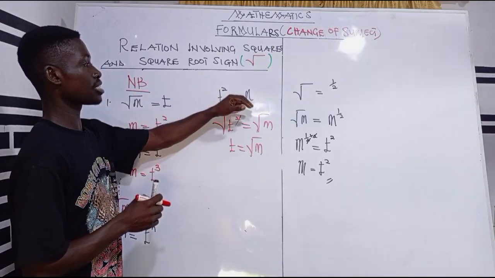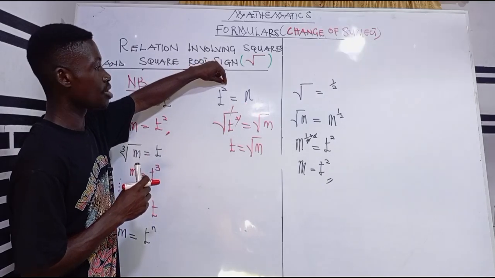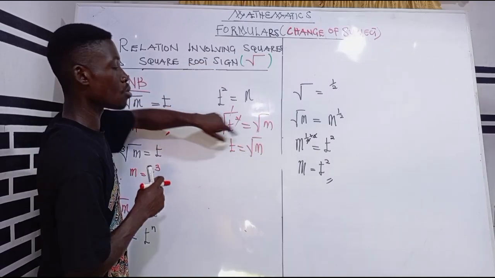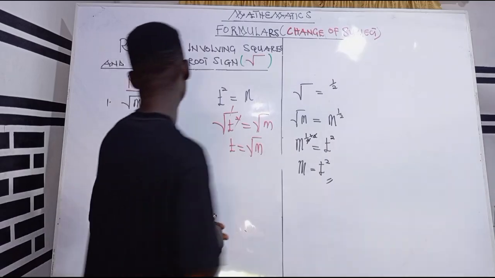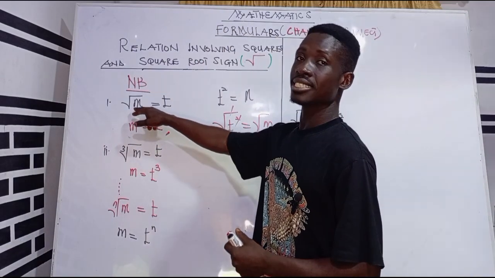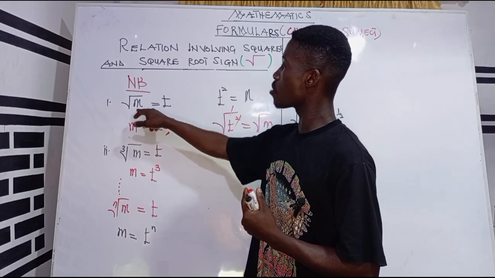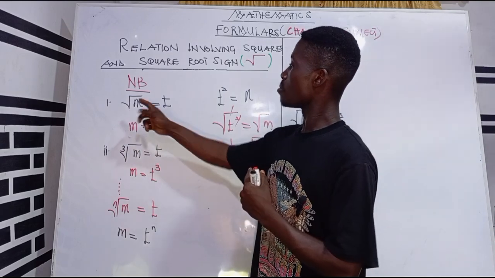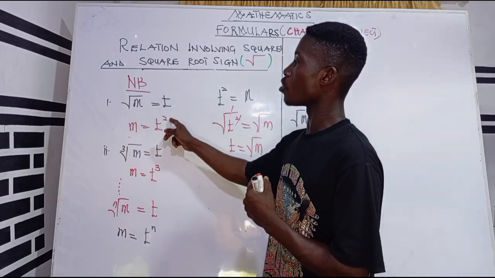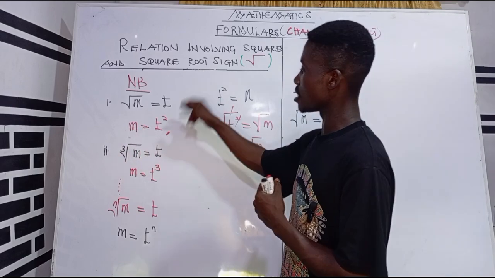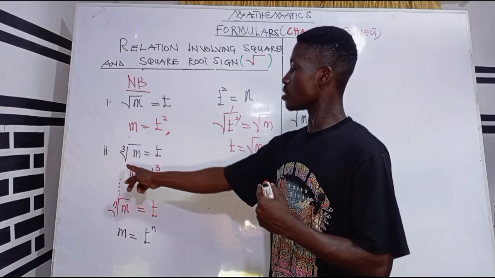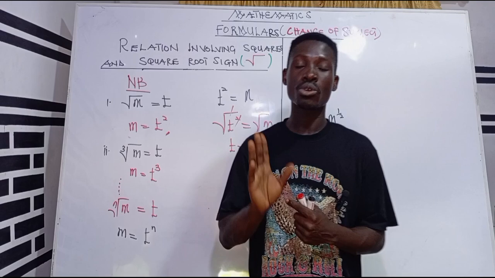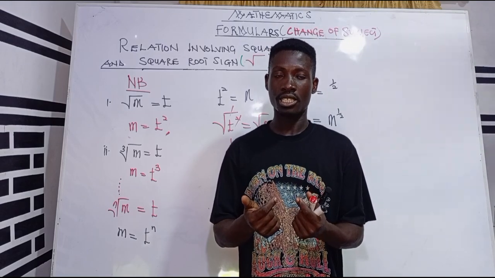So when you have a relation or equation which involves a squared variable, to do away with the square of the variable, we have to take the square root on both sides of the equation. And when you have an equation or a formula which involves a square root sign, to do away with the radical sign, we have to multiply both sides of the equation by a power of what? 2. So we are going to get m is equal to t power 2. And if it is cube root, we multiply both sides of the equation by a power of 3. If it is nth root, the same thing. This is the concept that I want to pass along. I guess you are following.